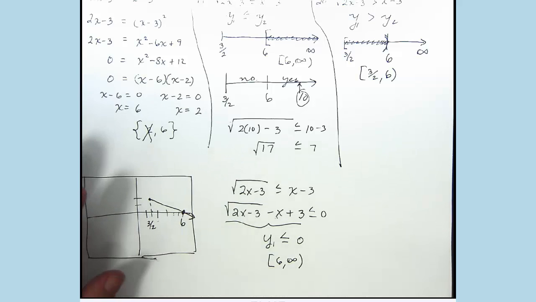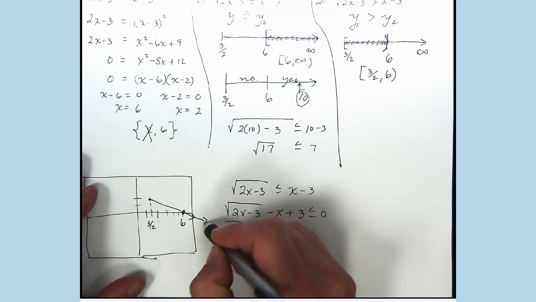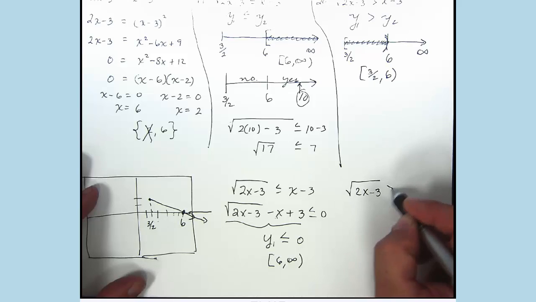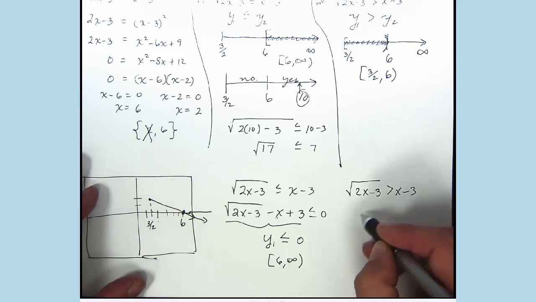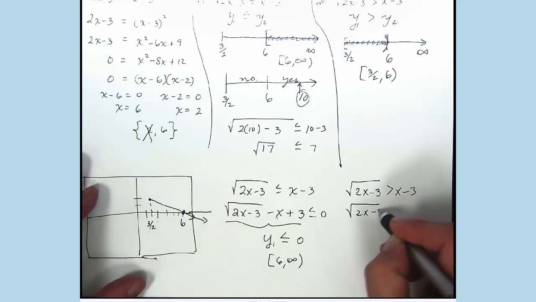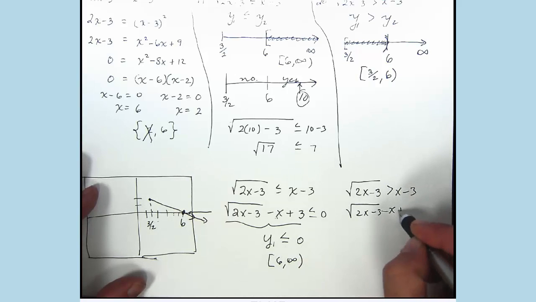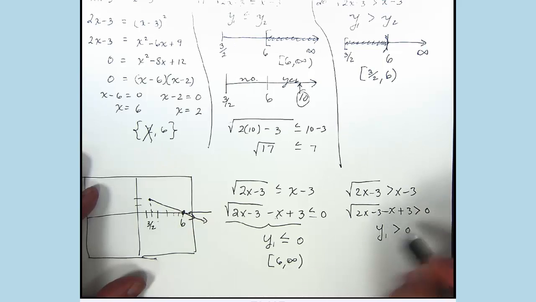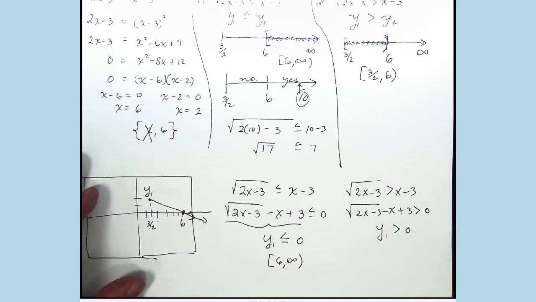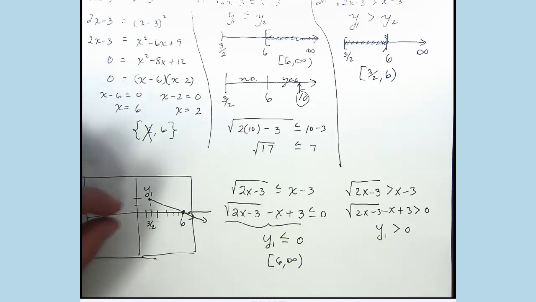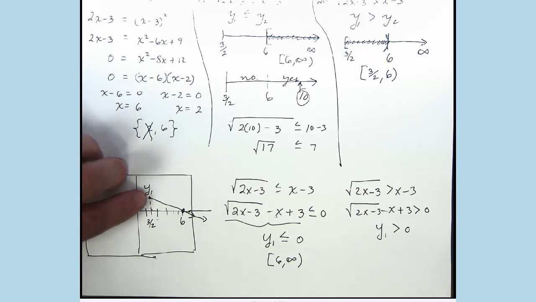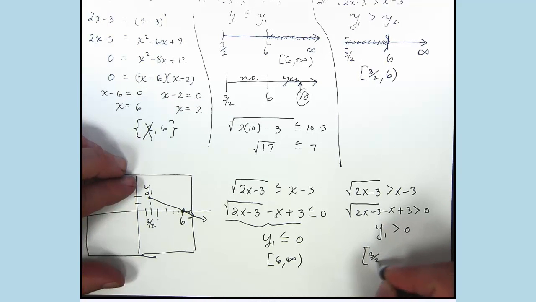And your answer for the other one would be the opposite, right? If you're looking where this is above, then you're going to move everything over. It's going to look just like this one, except this is going to be going the other way. So you're looking where y1 is above 0. This is what we're calling y1. It's above 0. Before 6. Where does it begin? At 3/2. So it's 3/2 to 6.